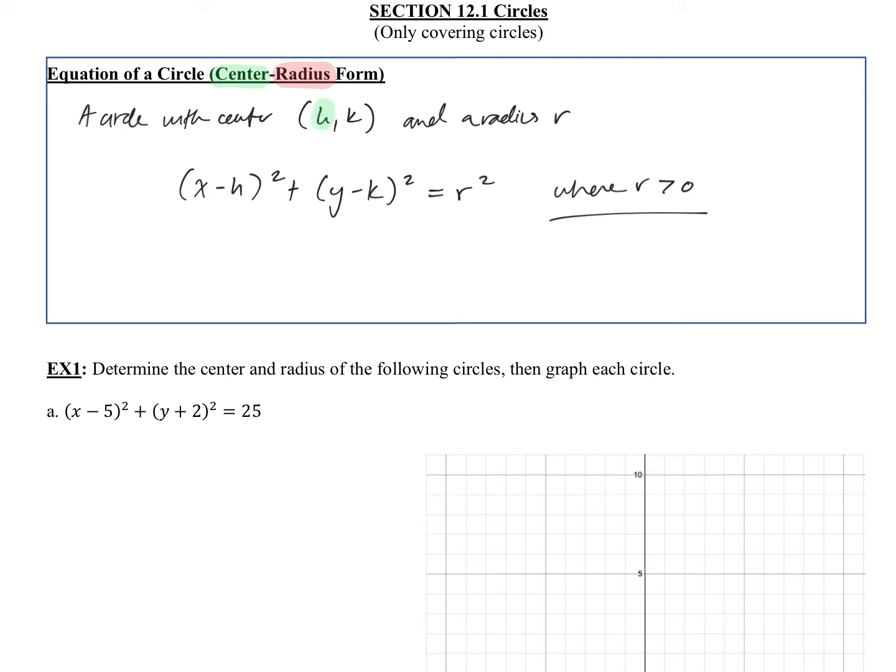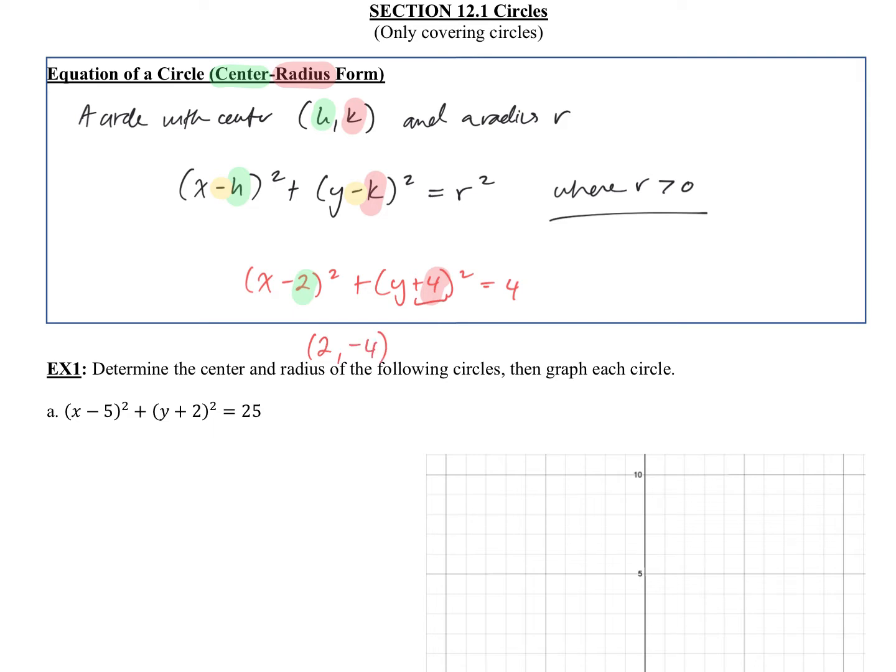So once again, the x value of the center comes from what's near the x, and the y value comes from what's near the y. You have to be careful though, because it's the opposite of whatever number is there. For example, if we had the equation (x - 2)^2 + (y + 4)^2 = 4, what would the center be? Well, the center is going to be the opposite of these two values. So what is the opposite of negative 2? Positive 2. So it would be my x value, and then what's the opposite of positive 4? Negative 4.